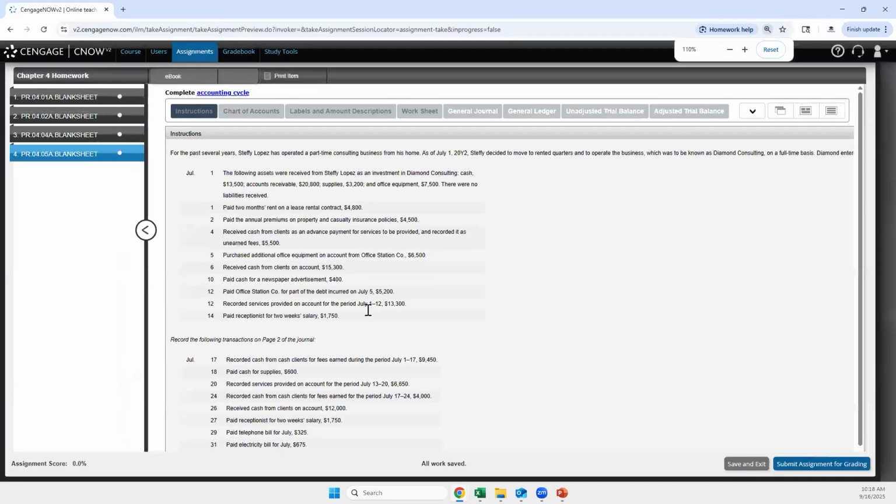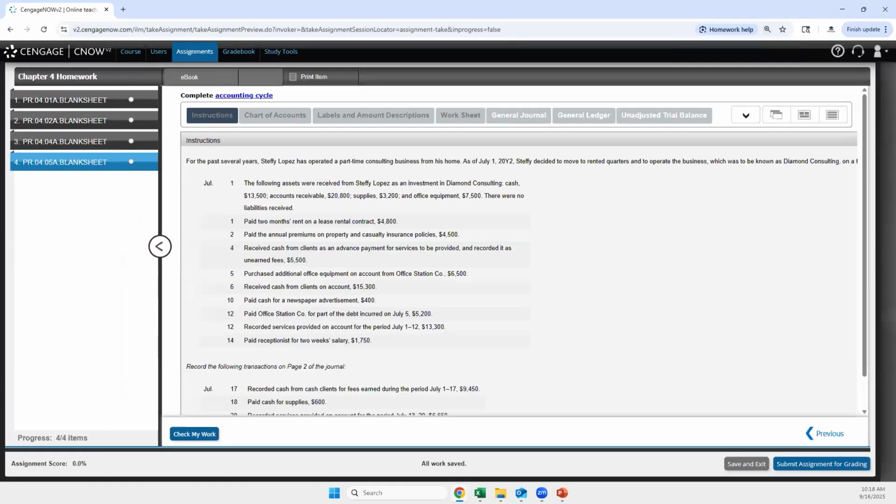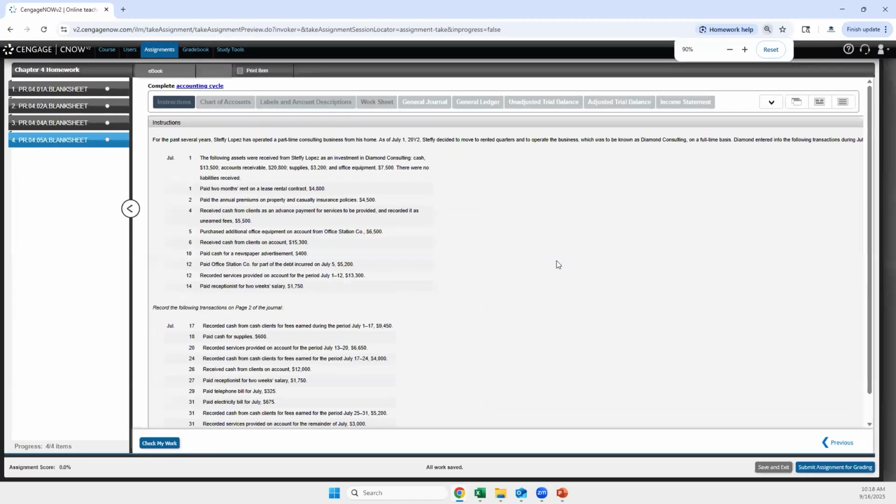As we go through this, it's important to note, it says for the past several years, Steffi Lopez has operated a part-time business. So this is not the first year of operation. So we do have to consider the beginning balances as we go through this problem.